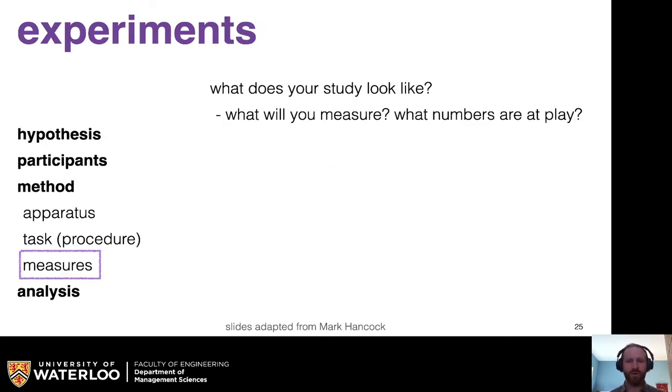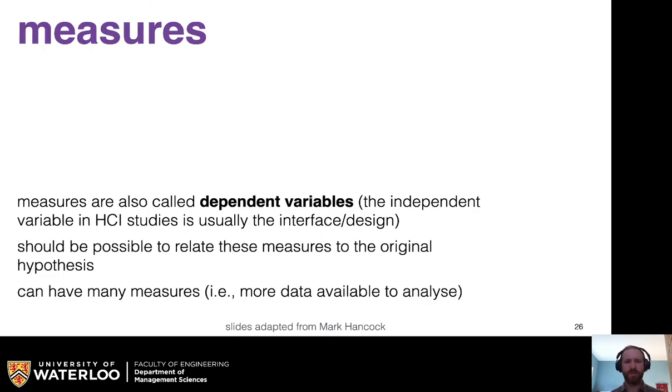The next step is to come up with measures. What will you measure and what numbers are at play with our study? Measures are also called dependent variables or outcome variables. The independent variable or predictor variable in HCI studies is usually the interface or design. So usually you already know that you're comparing interface A with interface B, or you're comparing physical keyboards with software keyboards, etc.